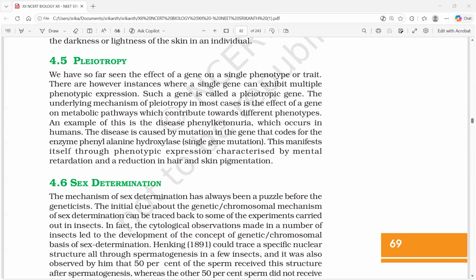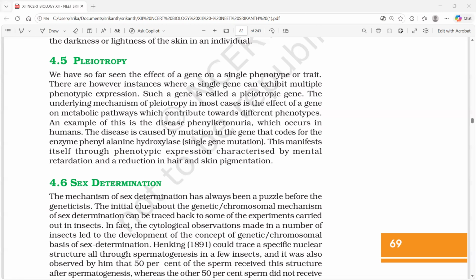The textbook example is given on a metabolic pathway only. The example given for this is phenylketonuria. What is phenylketonuria? It occurs in human beings, a disease. This is caused by mutation of a gene that codes for the enzyme phenylalanine hydroxylase. A single gene mutation, which we get in disorders also. A single gene mutation is the Mendelian mutation. This manifests itself through phenotypic expression characterized by mental retardation and a reduction of hair pigmentation.